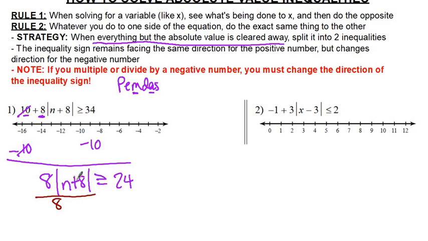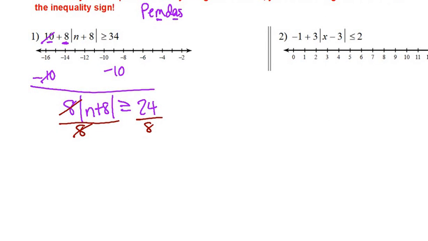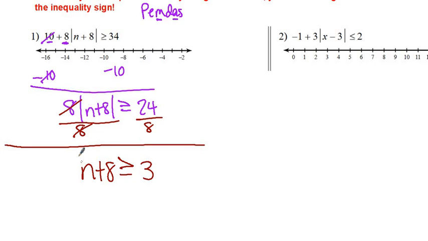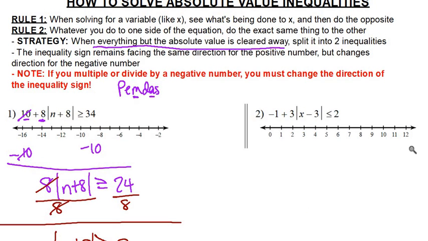We can't distribute the 8 because this is not a parentheses, this is an absolute value, so we have to get rid of the absolute value first. Alright, so now we're down to |n + 8| is greater than or equal to 24 divided by 8, which is 3.